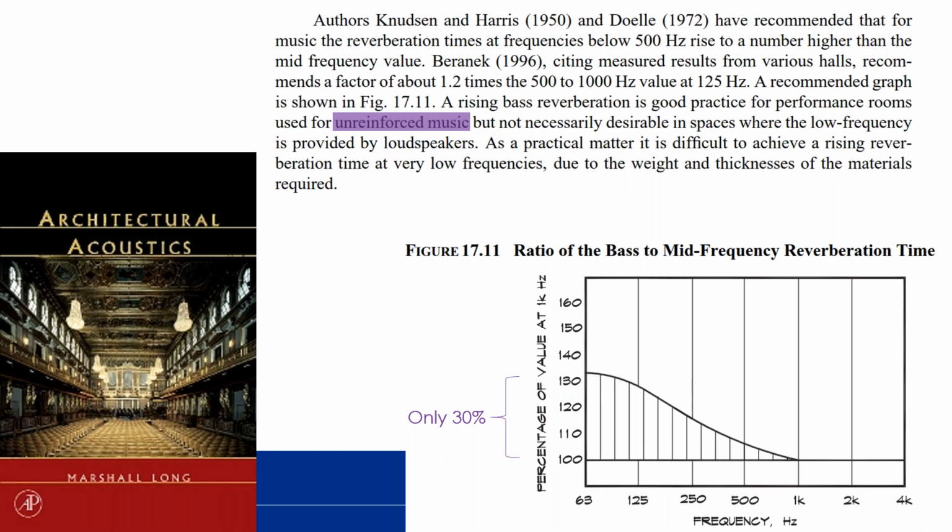But when we're talking about low end absorption, Dr. Long's attitude is, as you're looking at 1,000 hertz, you need about 30% less absorption to absorb around the 63 hertz zone. But that is for unreinforced music, that would be not amplified. If we go to amplification, then we still require that full absorption. But even with the unreinforced music, we still need 70% absorption to be able to address those lower frequencies.